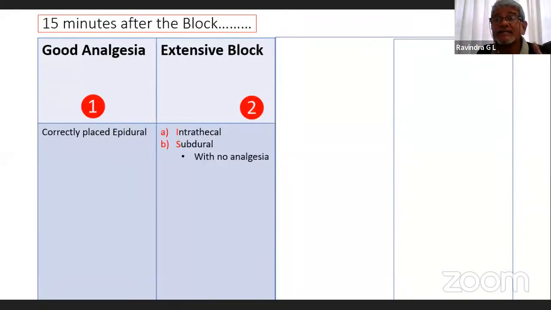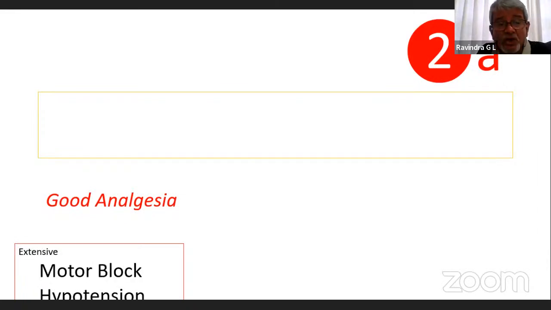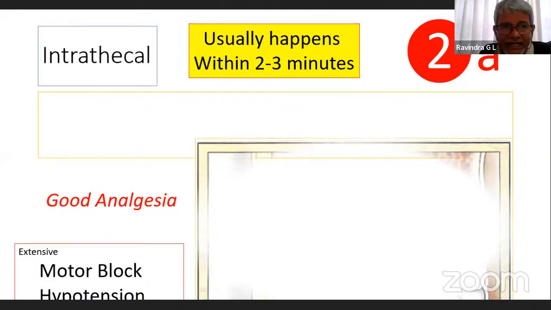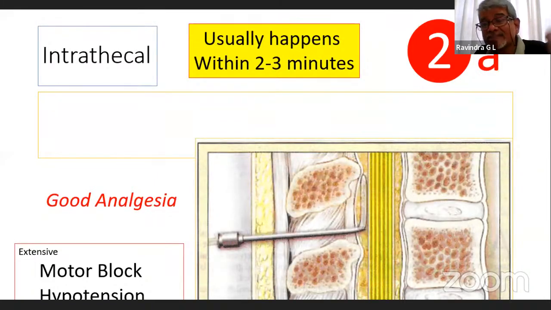Possibility number two is an extensive block. Here is the most important problem. Now you see, there is excellent analgesia instantaneously. The moment the drug is given, within about one or two minutes, there is excellent analgesia. Extensive motor block with hypotension has occurred. Now we all know, if this occurs within 2 to 3 minutes, then it is intrathecal placement. It is an accidental dural puncture and an intrathecal placement.